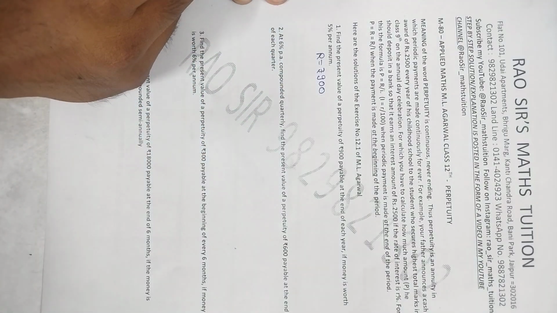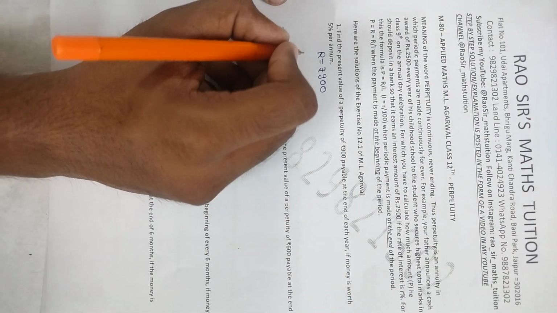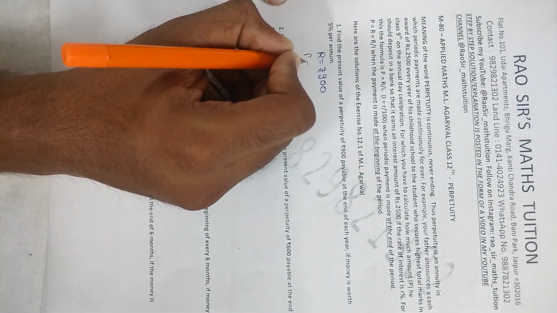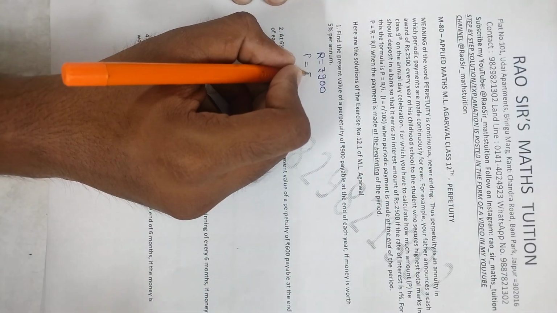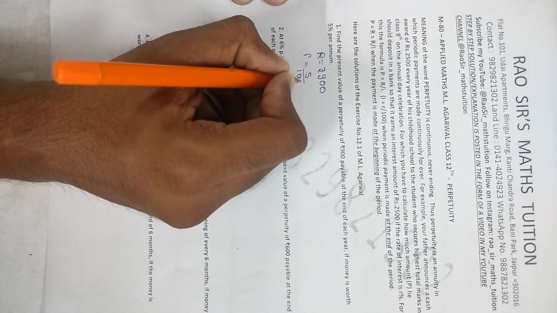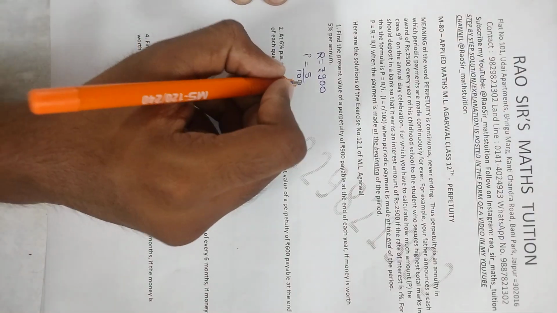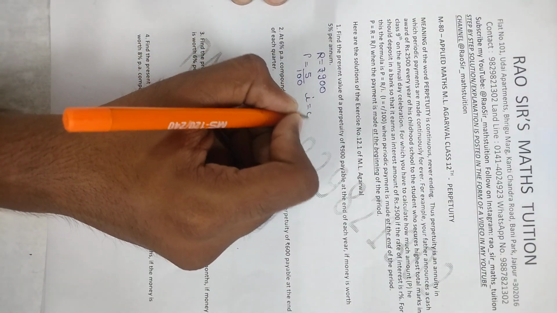So R is 900, and I will be 5 upon 100, 5%. You can write it here because space will not be a problem. 5 upon 100 gives us 0.05.